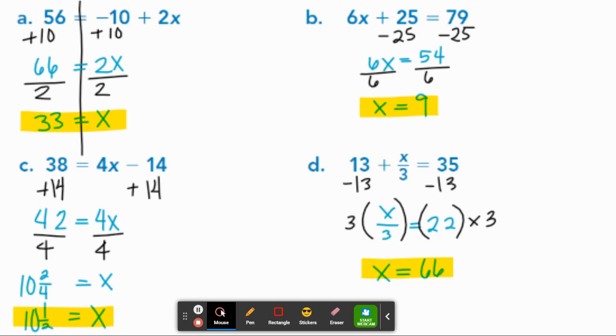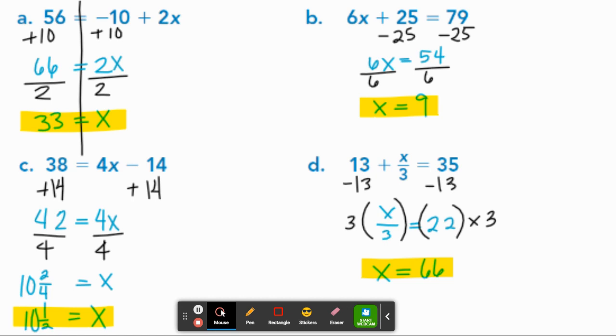For 3B, I subtracted 25 from both sides and then I divided by 6 and x is equal to 9. For 3C, I added 14 to both sides, then divided by 4. My answer was 10 and 2/4, which then simplifies to be 10 and a half. And for 3D, x is equal to 66. I subtracted 13 first, and then I multiplied both sides by 3.